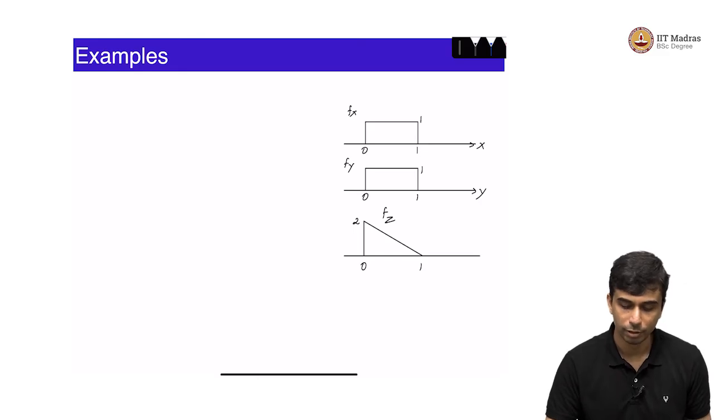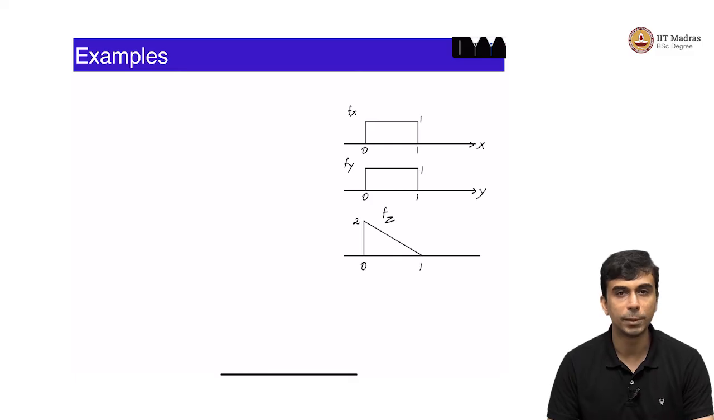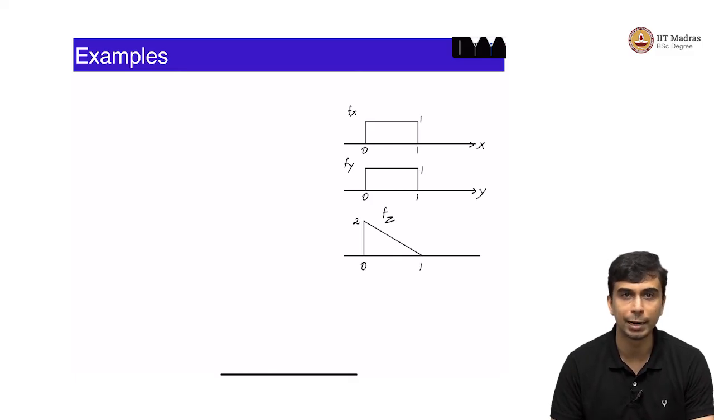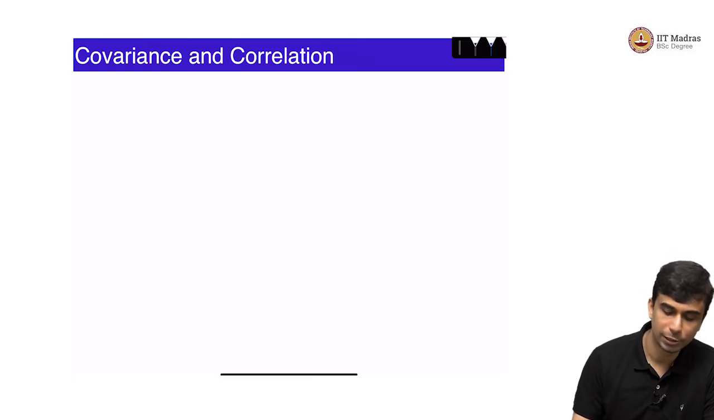Right. So, with that we are done with some basic operations. There are more complicated operations, but these are the elementary operations on random variables based on which other operations are built. Now, let us move to the next topic of covariance and correlation.